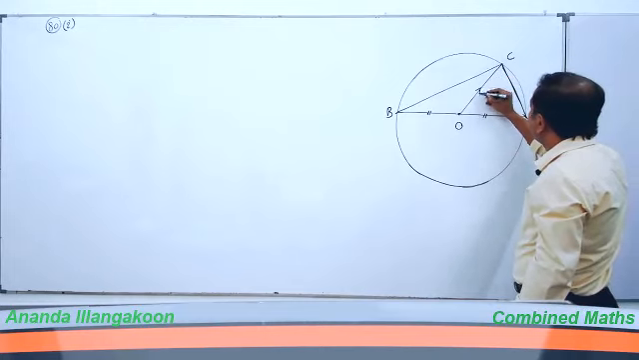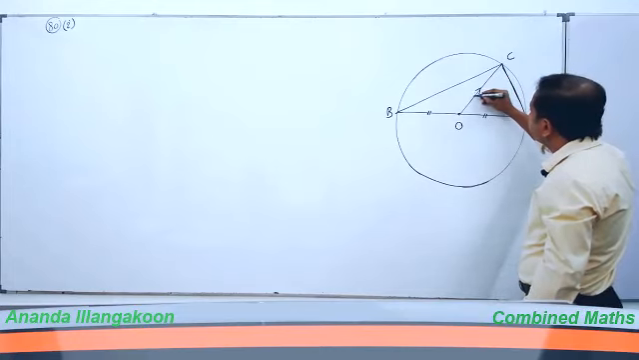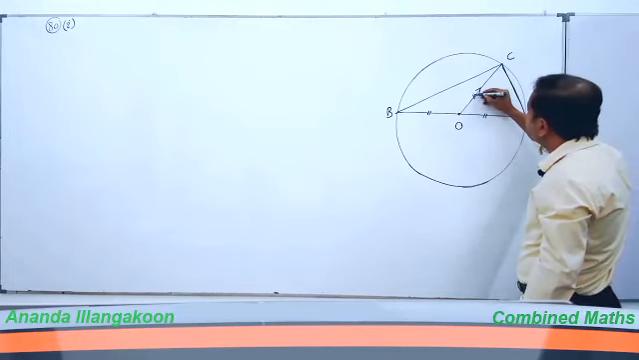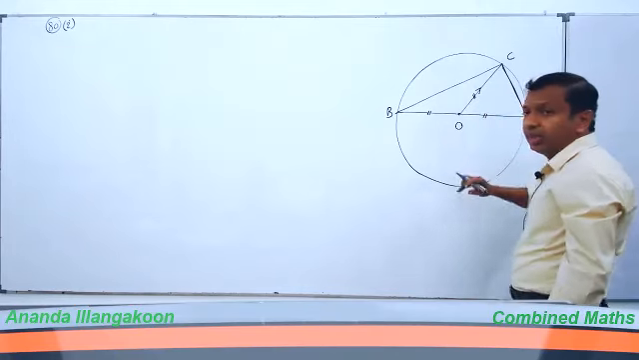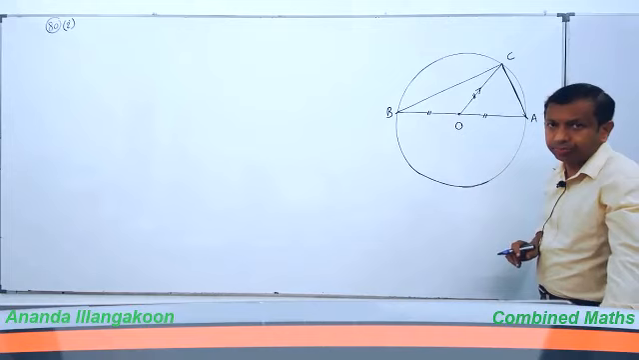This OC vector, I take like this. Then OC also, what, people? A radius. Therefore, these three are equal in length because all are radii.